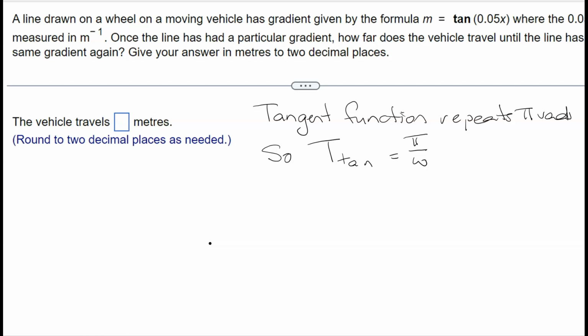Now, what this question is actually asking, in a reasonably oblique way, is the time period. How long does it take for the line to get back to where it was? Omega in this case is 0.05, so the time period is equal to pi over 0.05, and that is 62.83 meters if we're giving it to two decimal places.